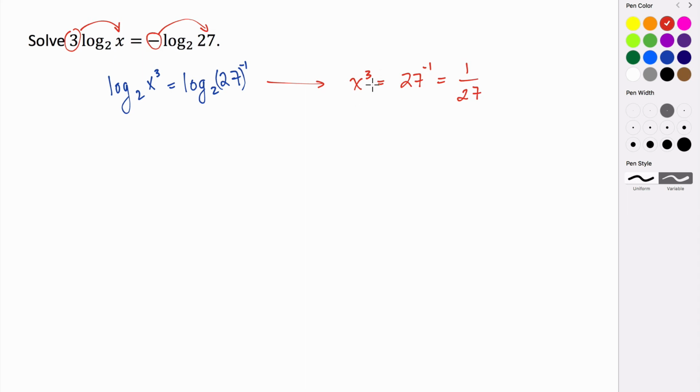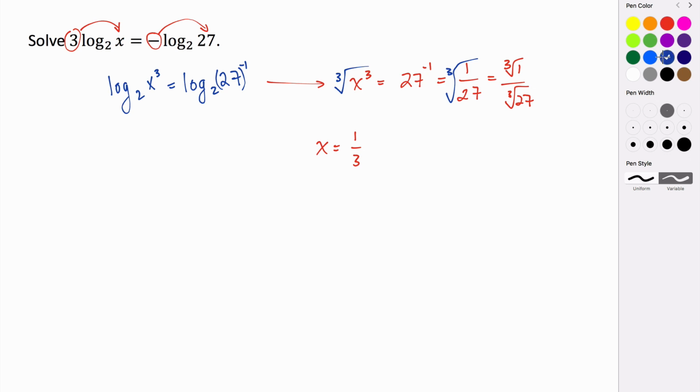And to solve this, since x is being cubed, we can take the cube root of both sides. Take the cube root of this and the cube root of this. And we will end up with x equaling, so the cube root of this, remember, is the same as saying the cube root of 1 over the cube root of 27. The cube root of 1 is just 1. The cube root of 27 is 3, because 3 cubed is 27.